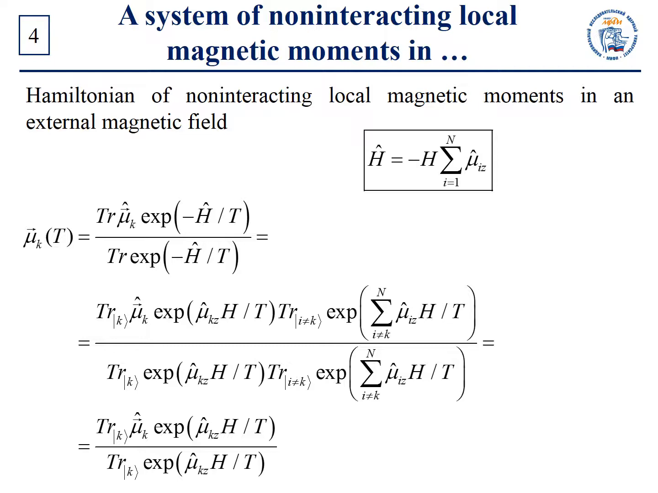In the case that magnetic moments weakly interact with one another, for example because of their low concentration or small absolute values, one can neglect the second term U in the Hamiltonian. Then the Hamiltonian of the whole system is just the sum of Hamiltonians of individual magnetic moments, each being in the magnetic field. And for the thermodynamic average of an arbitrary kth magnetic moment, we have the following expression, where trace k and trace l stand for the trace over the states of respectively the kth and all other magnetic moments.